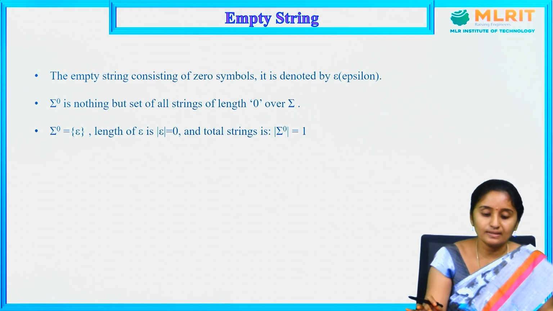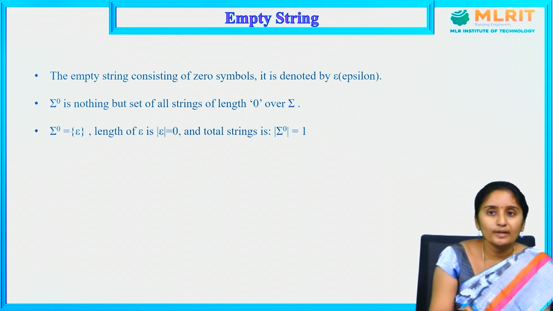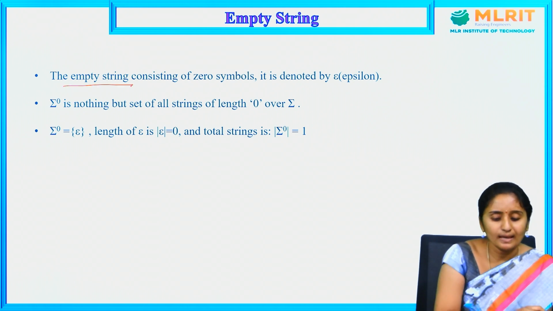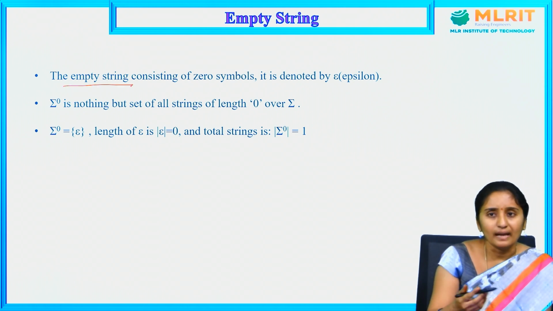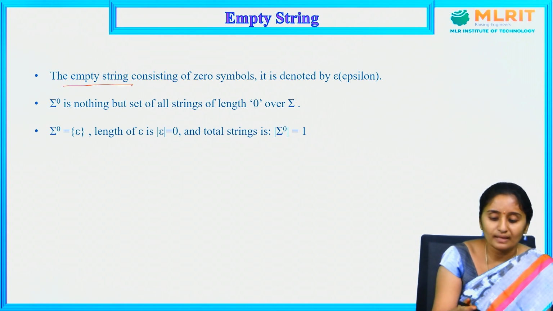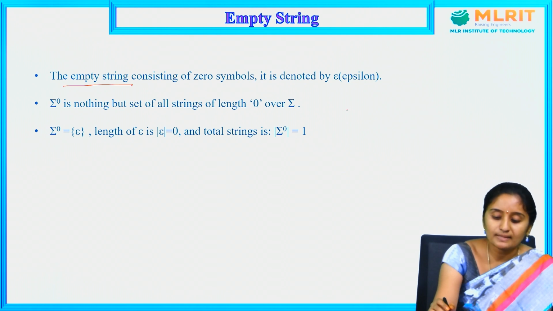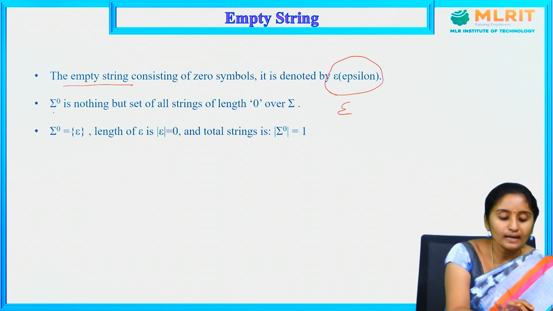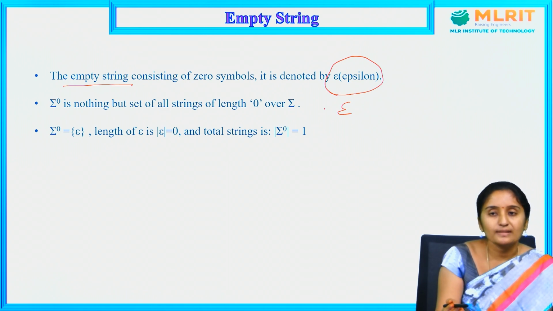Next, there are different operations under string. The first basic thing we need to learn is the empty string. So what is the empty string? The empty string means nothing is there, zero symbols. It is represented using epsilon. The empty string is represented with epsilon. Epsilon represents that nothing is present in a string.